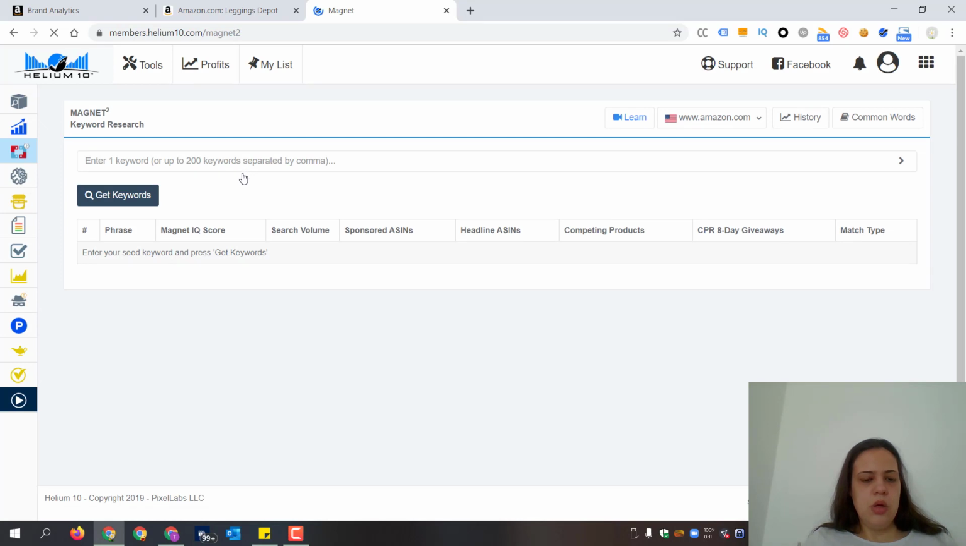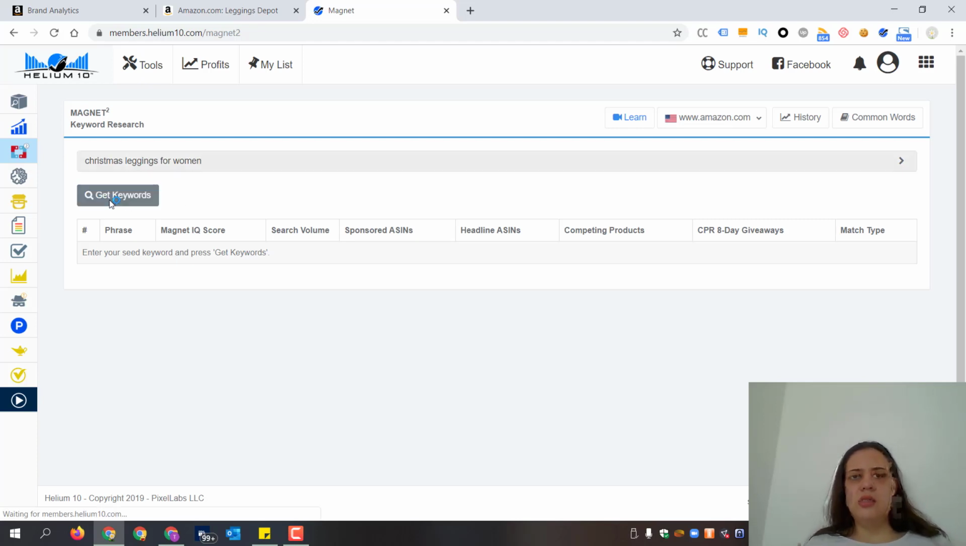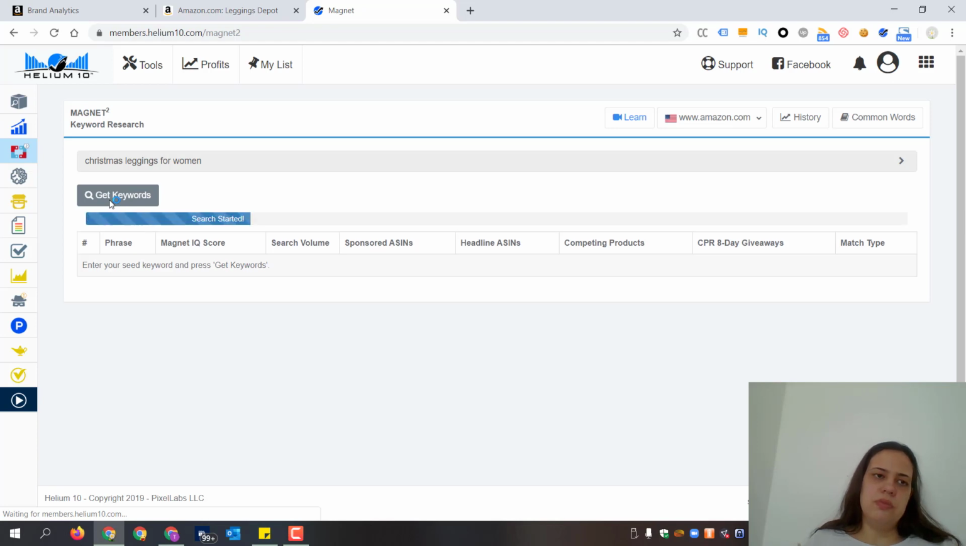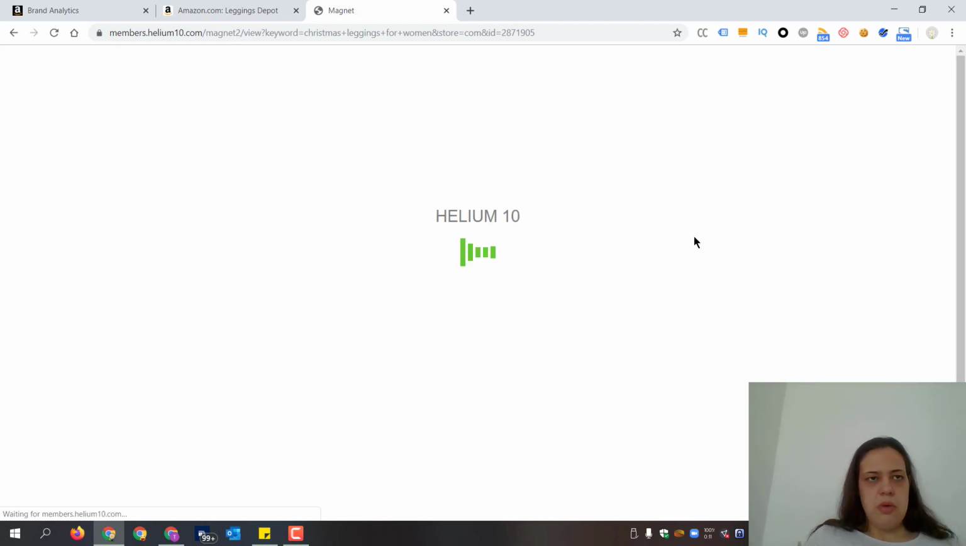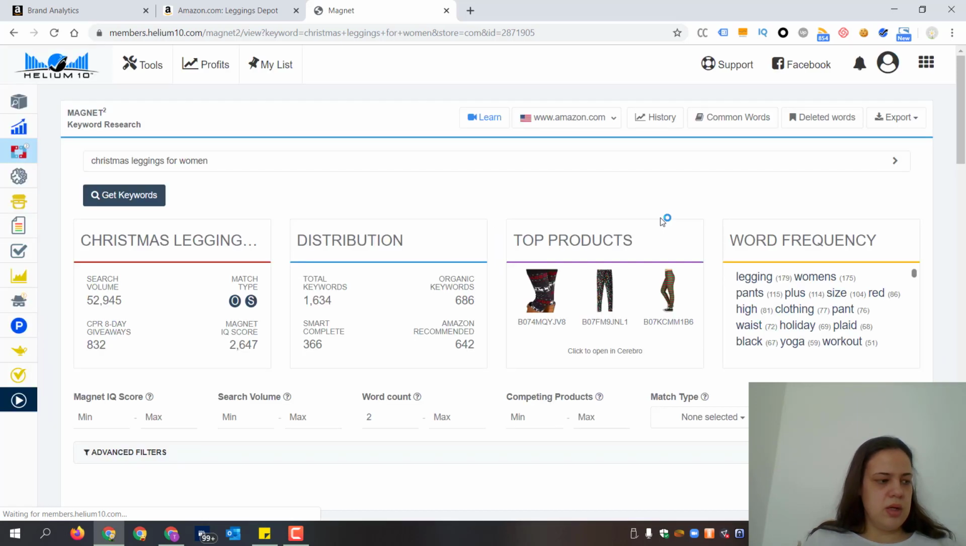Now, we're going to get search volumes for Christmas leggings and verify that this new product variation idea does have search volume in our targeted market. We're going to receive some information about it within a couple of seconds. And here I'm choosing the same market as I was using in the Brand Analytics report, the USA market. Let's give it a couple more seconds.